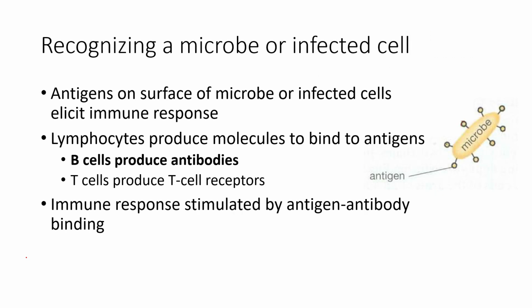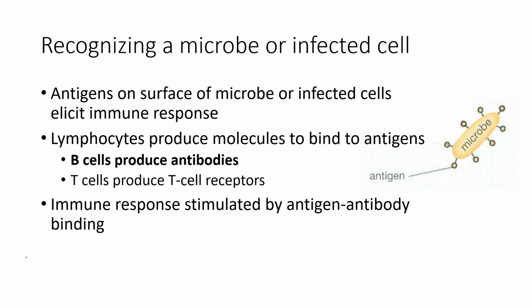So how does your immune system recognize a microbe or an infected cell? Like we mentioned before, the pathogens can enter your body in a number of ways, and often that depends on the type of pathogen. So pathogens like bacteria are often extracellular. They're just floating around, for example, in your bloodstream or somewhere else in your body.